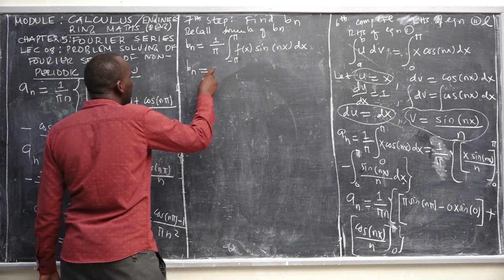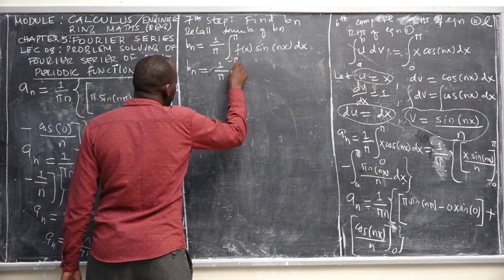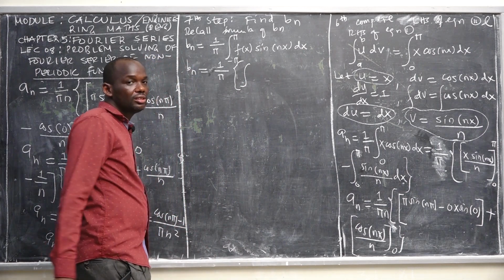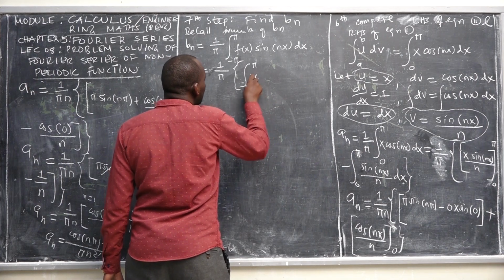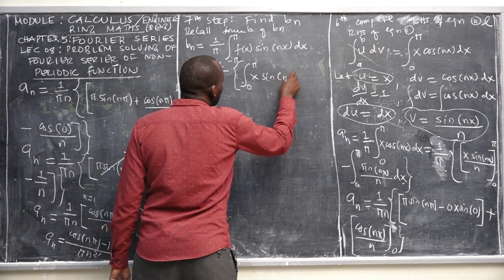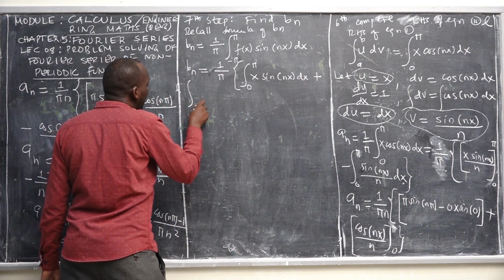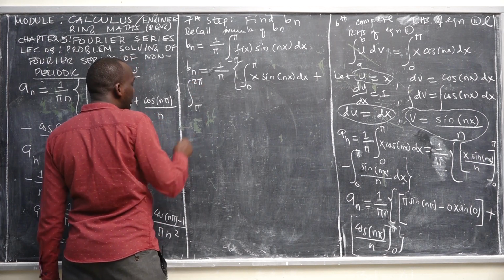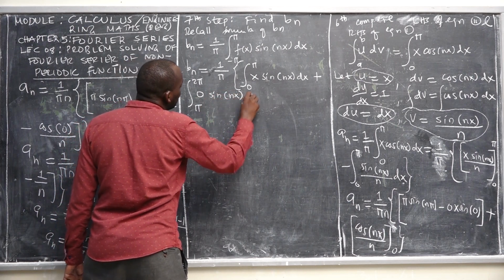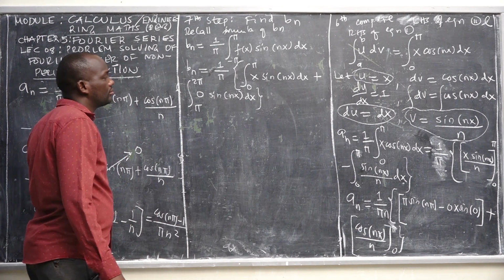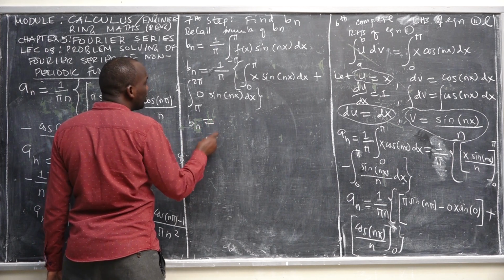Now we are going to fill in the given information. So Bn is equal to 1 over pi, then we open the curly bracket. We integrate from 0 to pi, x sine of nx dx, plus the integral from pi to 2 pi of the function, which is 0, times sine of nx dx. Are we together? Yes.